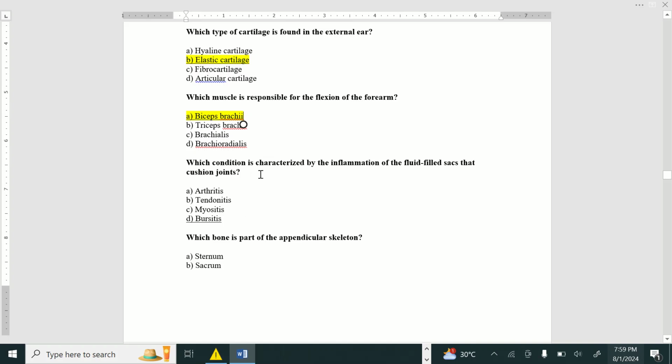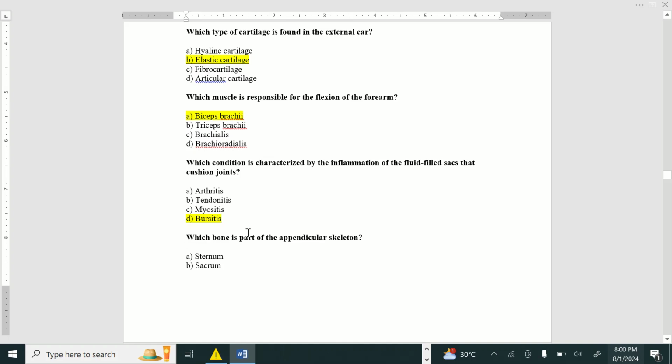The next MCQ is: which condition is characterized by the inflammation of the fluid sacs that cushion a joint? A. Arthritis, B. Tendonitis, C. Myositis, and D. Bursitis. So the correct option is D.